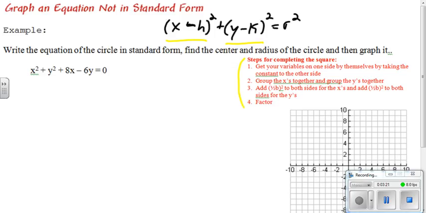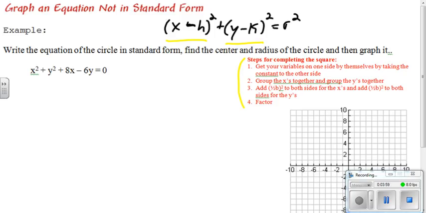So down here you can see we have a little extra help on what to do to complete the square. Let's say our equation is x squared plus y squared plus 8x minus 6y equals 0. Now in this case we don't have any extra constants on this side of our equation, but sometimes you might. So the first thing you want to do is get any constants over to the other side of the equal sign. You just subtract them over. In this case, we'll just say all of our constants add up to 0.